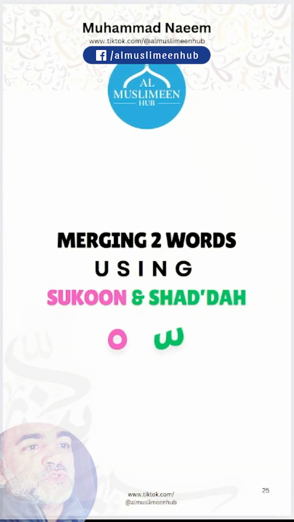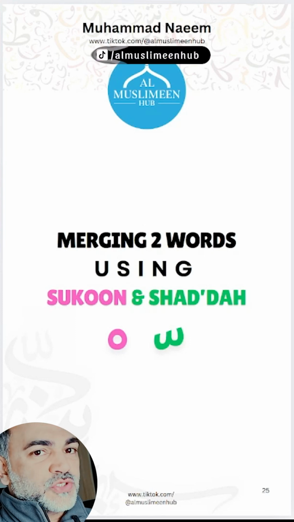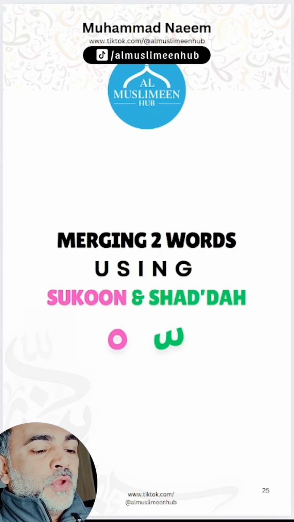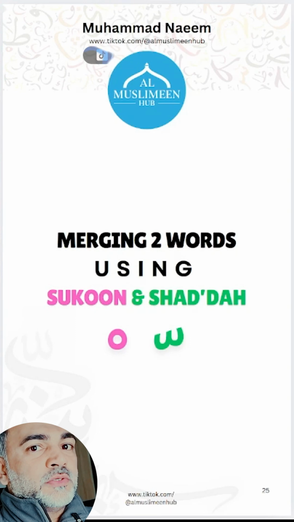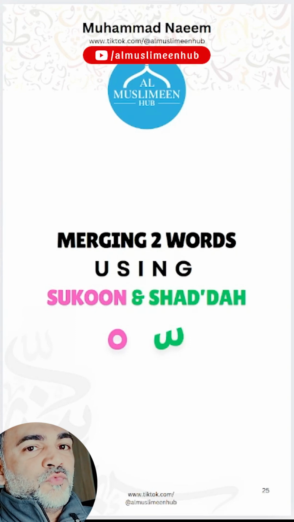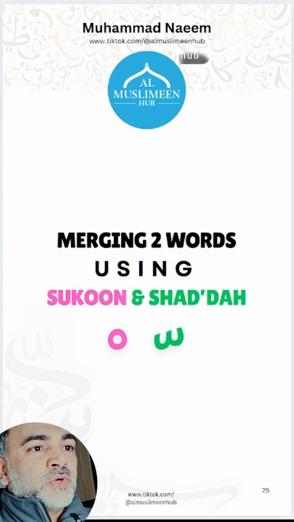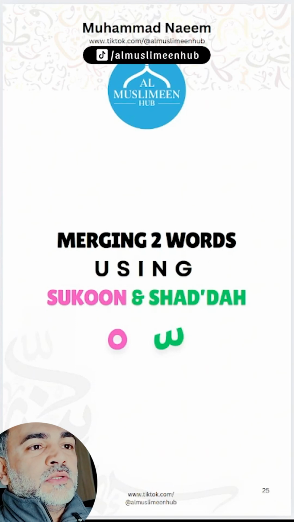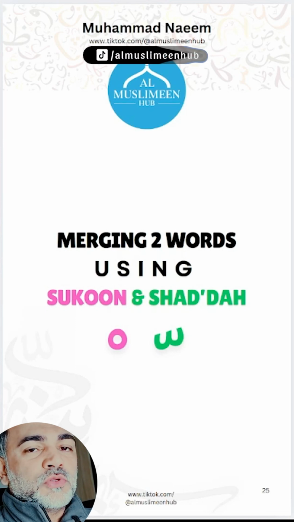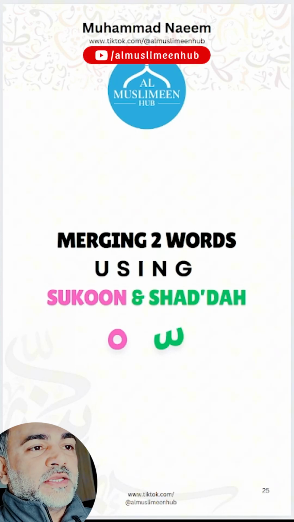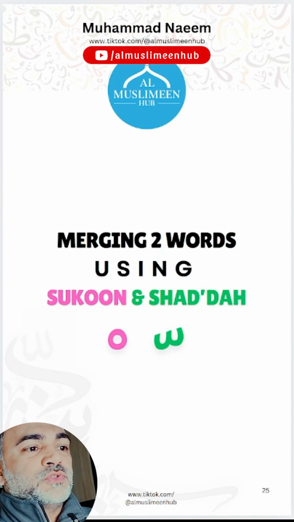So let's begin. As you can see here on the slide, merging two words using sukoon and shadda. Just keep in mind, when you're trying to merge two words together, you cannot merge the first word with the second word if the second word doesn't have shadda or sukoon on it. It cannot be merged. Okay, so we can look at some examples, and inshallah after the end of this small tutorial you will be able to understand exactly how to merge the two words together.